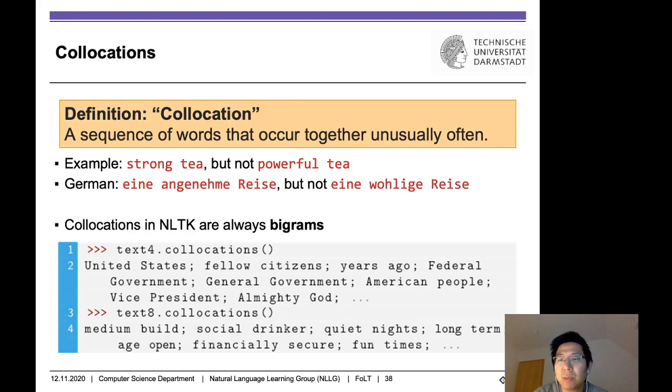And sometimes we can use bigrams to express collocations in a given corpus, where a collocation means a sequence of words that occur together very often. For example, people usually say strong tea instead of powerful tea. So with NLTK, we can do this task very easily. For example, we can find "United States," "fellow citizens," "federal government" in the given text corpus.